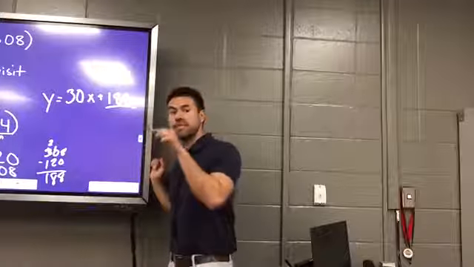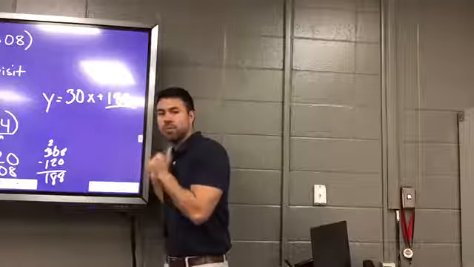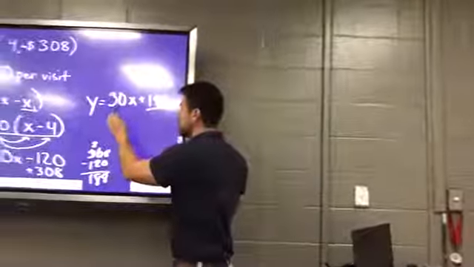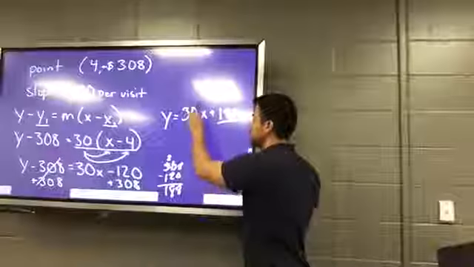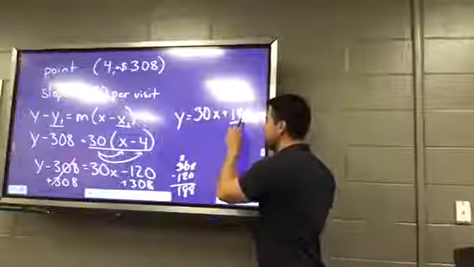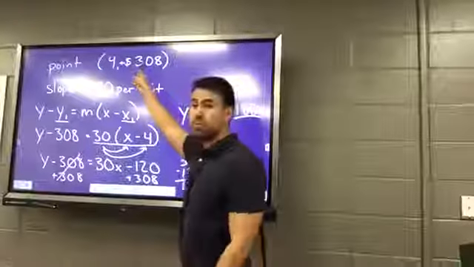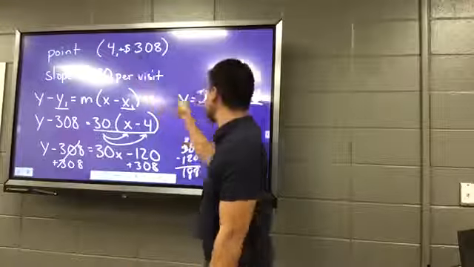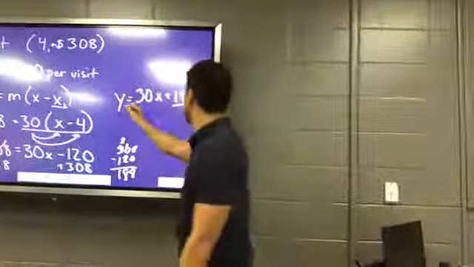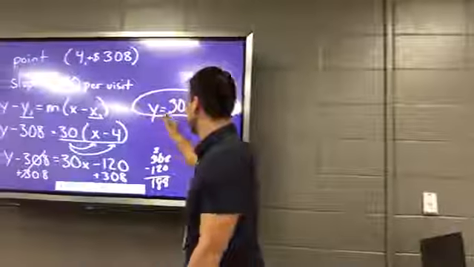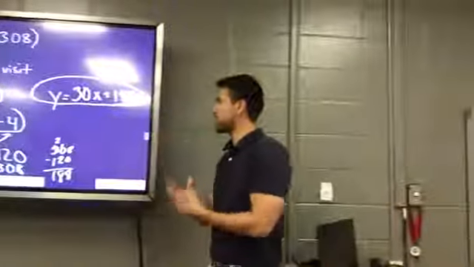And then here's how we can check it. How many times does she visit this month, April? Okay, what's 30 times 4? 120. What's 120 plus 188? That's how much she paid this month altogether, right? So this checks out with my work and the actual problem itself.